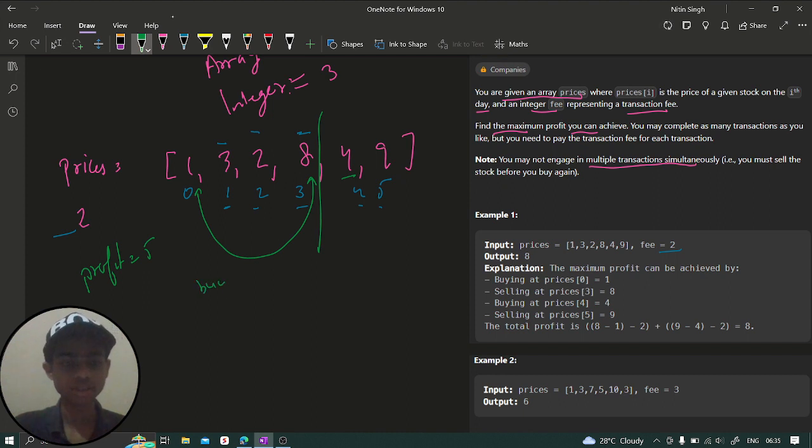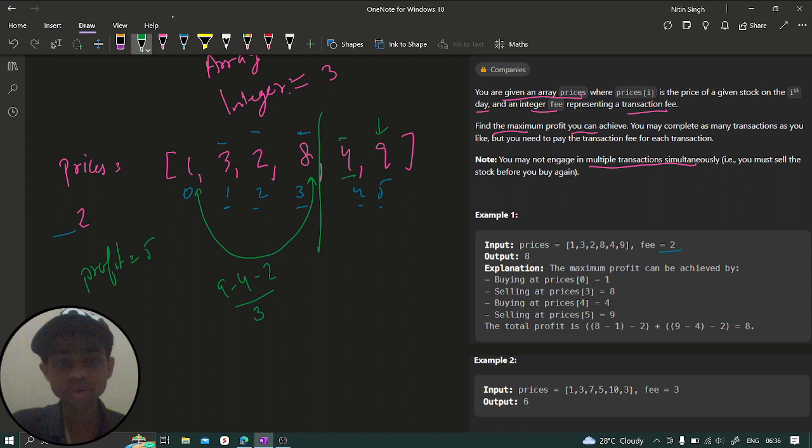My buy is 4, and I can't sell it on the same day, because the profit would be 0, and that doesn't make sense. So let's move to the next day and try to sell on the fifth day, where the price was 9. 9 minus 4 minus 2 gives me 3.